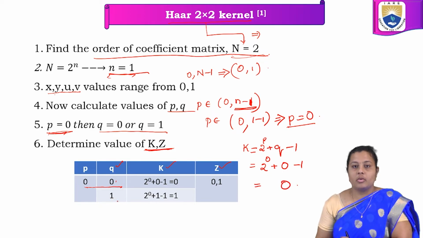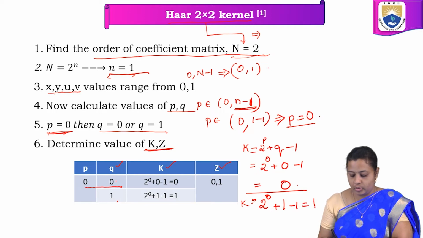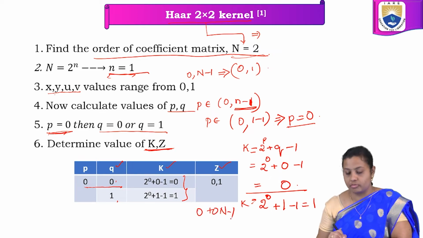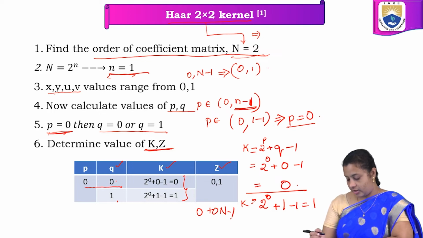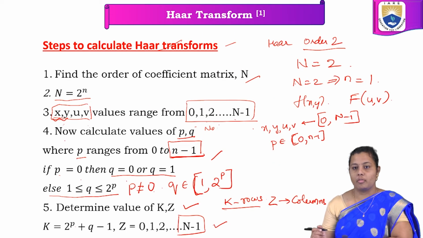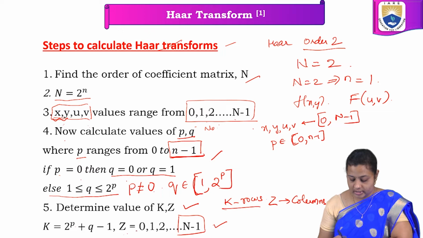Now when q is equal to 1, k can be given by k is equal to 2 power p which is 0 plus q is 1 minus 1. So this will turn out to be 1, right? Irrespective of the value of k or p and q, z values will range from 0 to capital N minus 1, right? So in our previous slide we have seen that. So let me go back. So if you observe here, z is ranging from 0 to capital N minus 1.